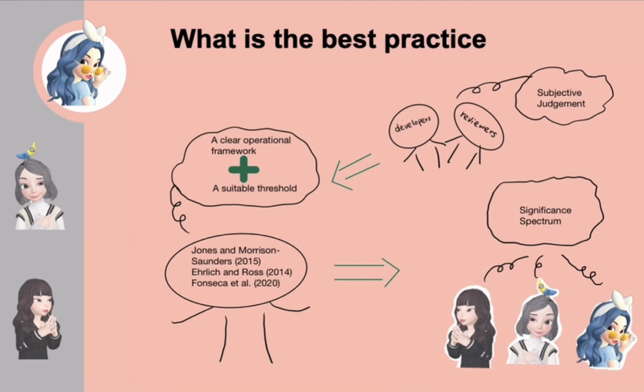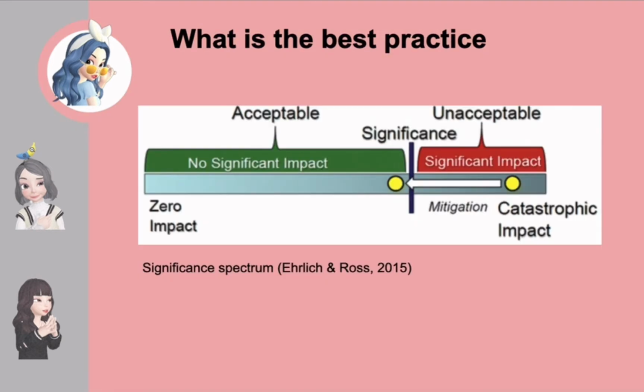So, I will introduce how to use it. First, we need to decide the place of the significance threshold on the spectrum, which is shown as the blue line, and then we will weigh the evidence to determine the predicted adverse impact, shown as the yellow circle, locating at the left or right side of the threshold. When the impact is located at the unacceptable side, we need to consider whether mitigation measures could change the impact to the acceptable side.